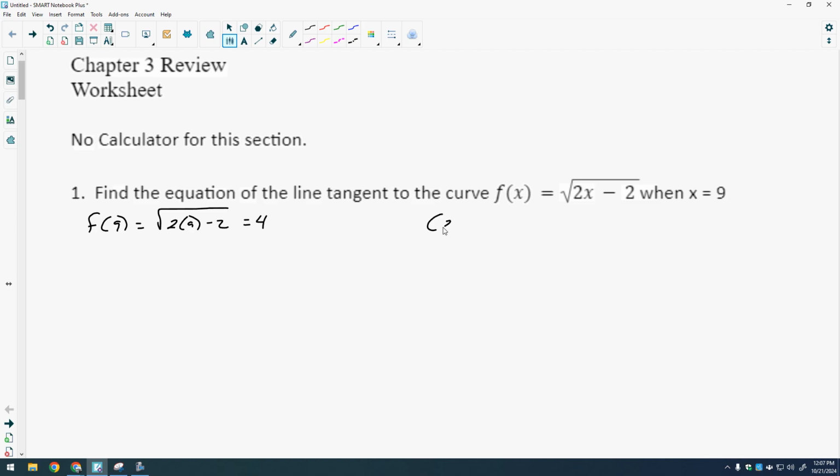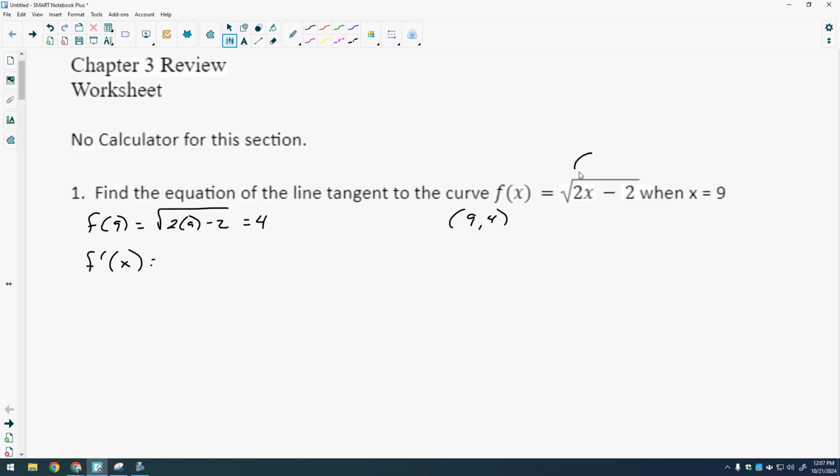So I know the x and the y-coordinate. X is not 2. X is 9. And y is 4. So there's my xy coordinate. Next thing I need is the slope. The slope of a curve is the derivative. And so I want to find the derivative of this thing.